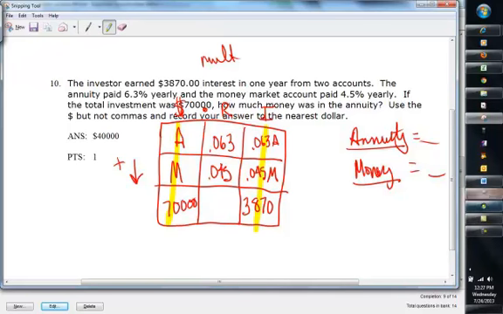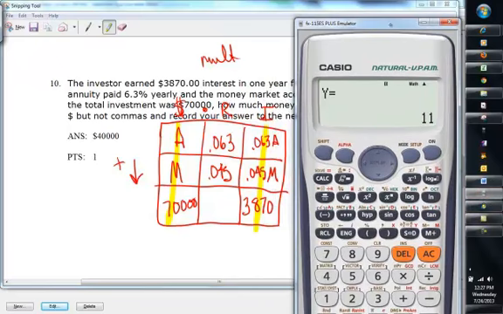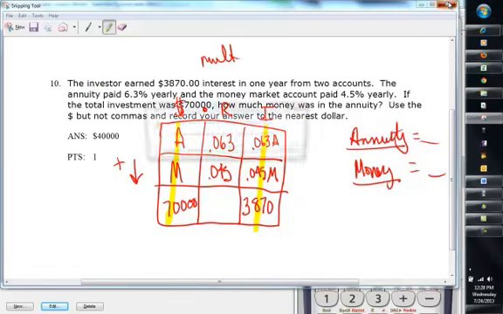Let's enter them on our calculator. Mode 5, 1, and we get 1 and 1 makes 70,000. 0.063 and 0.045 makes $3,870. So X is 40,000, so the annuity is 40,000. The money market is 30,000. You add those together, you get $70,000.